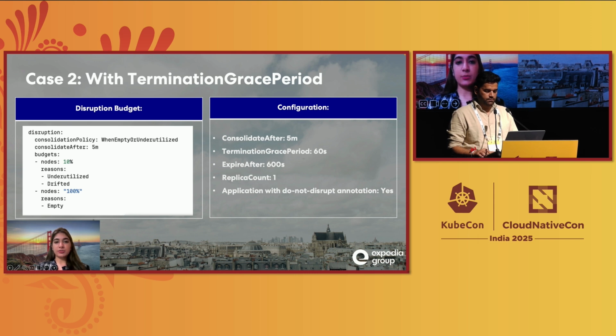By adding a termination grace period of 60 seconds, we aimed to observe how introducing a controlled shutdown period influences the node termination behavior in the presence of the do not disrupt pods, and whether it improves the node refresh cycle as compared to the previous test phase or not.